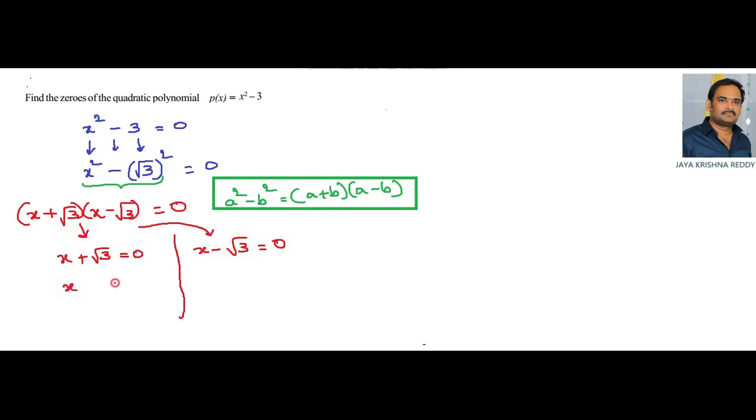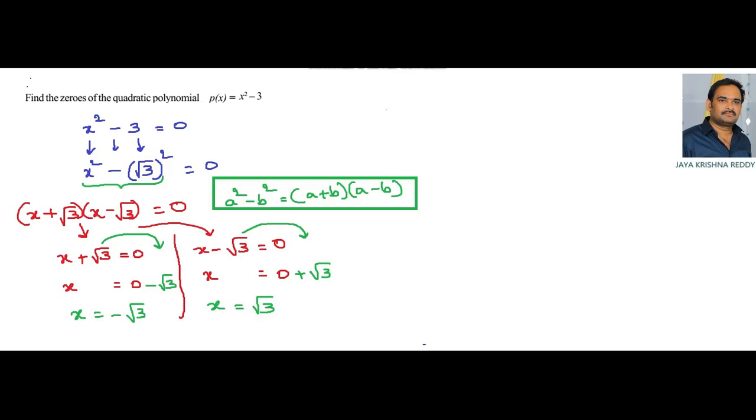So x plus root 3 equals 0, and transporting plus root 3 to the right hand side, it will become minus root 3. So x equal to 0 minus root 3 means it is minus root 3. And in the second equation, x minus root 3 equals 0, and here also by transporting minus root 3 to the right hand side, it will become plus root 3. So x equal to 0 plus root 3 means root 3.